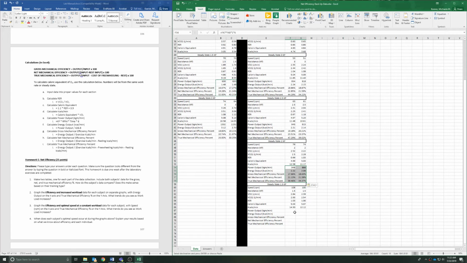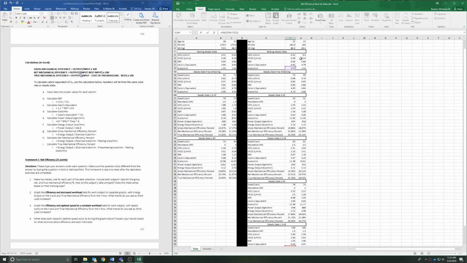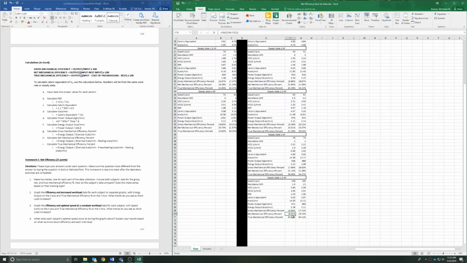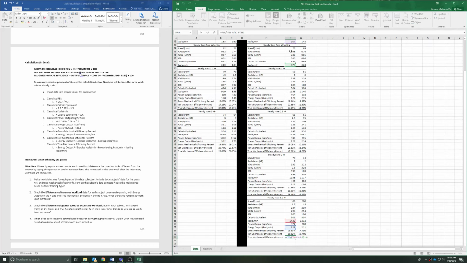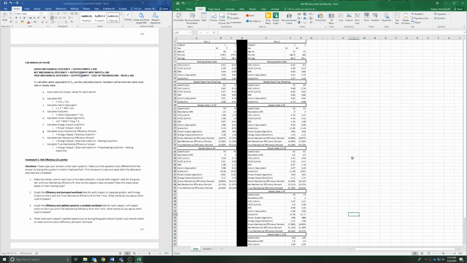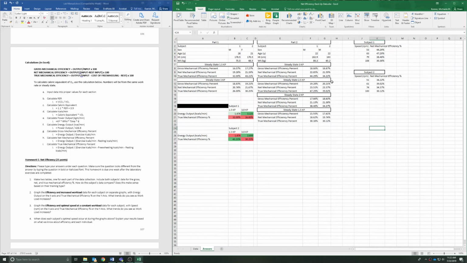By using that money sign, we're able to do this. If I go in and double click this, it should show that I'm still subtracting that resting steady state kcal. Same thing, it's pulling from the right boxes to get that information. So now we've completed all the calculations. If we go into answers, this is just going to be a little easier to complete the homework.